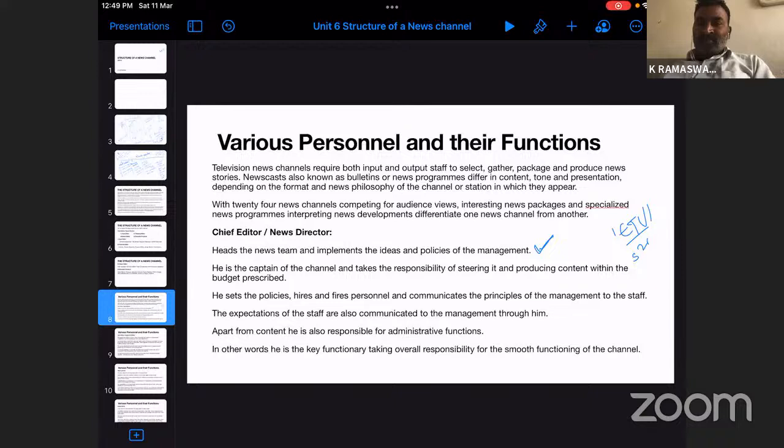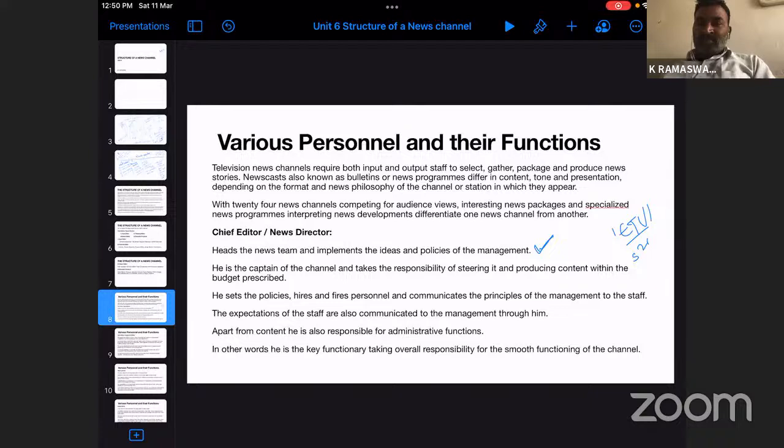Okay, he is the captain of the ship, all and soul responsible. If anything happens, the chief editor is responsible, even though he is not on the copy and is not the reporter who collects the story. Whatever decisions are taken by the management, he is the person to communicate them to all the staff members.